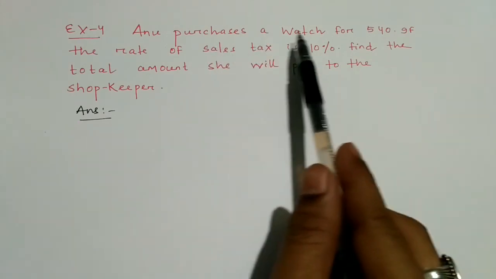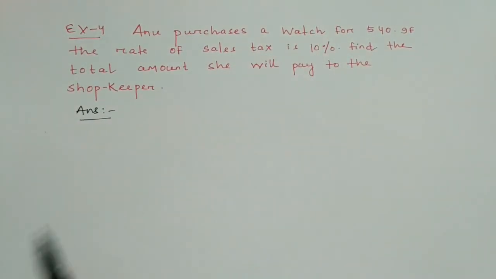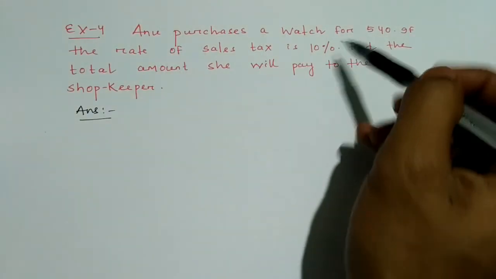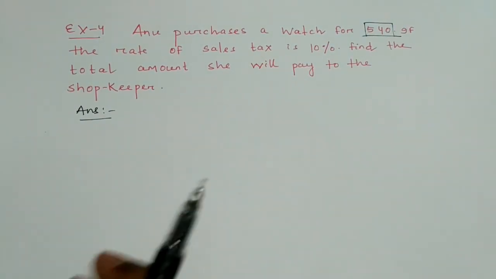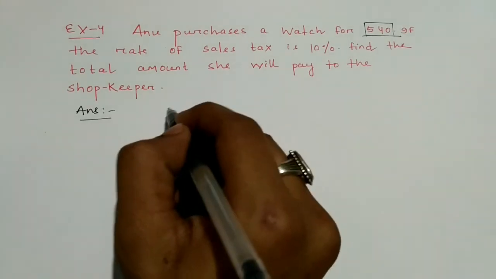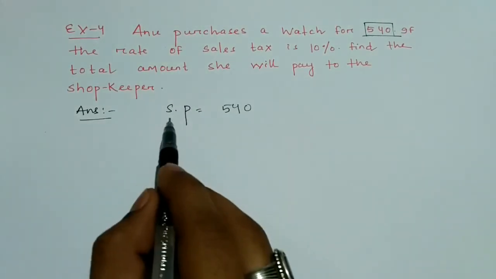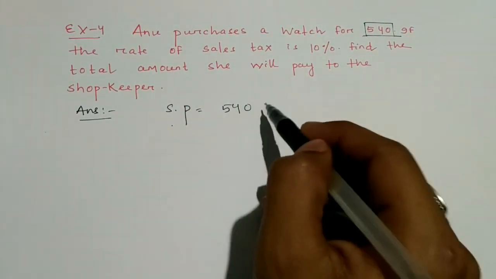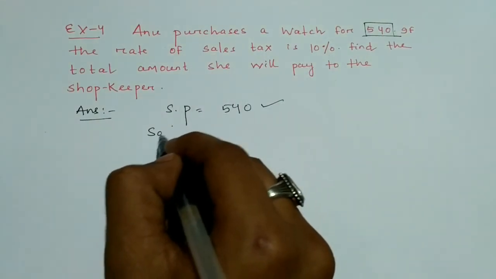Anu purchases a watch for rupees 540. That means 540 is the cost price for Anu, but it is the selling price for the shopkeeper. So we can say selling price is equal to 540 and this selling price is for the shopkeeper. Okay, selling price is 540 and the sales tax is 10%.